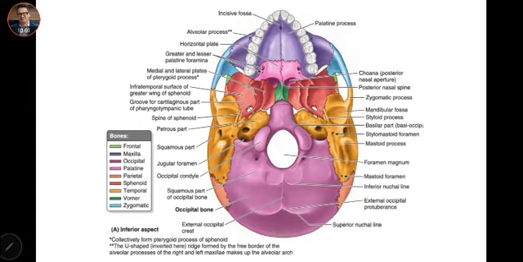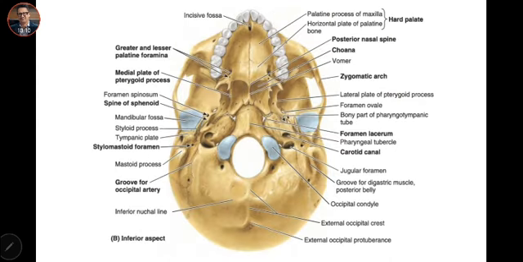So you identify this as the mandibular fossa. This is the pointer, and this fossa is the mandibular fossa. You can also see it here. This bluish area is covered with hyaline cartilage. This is the mandibular fossa.